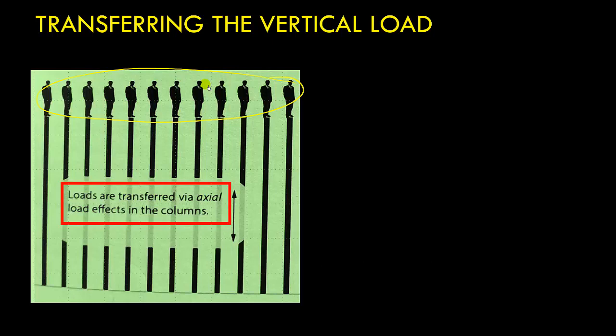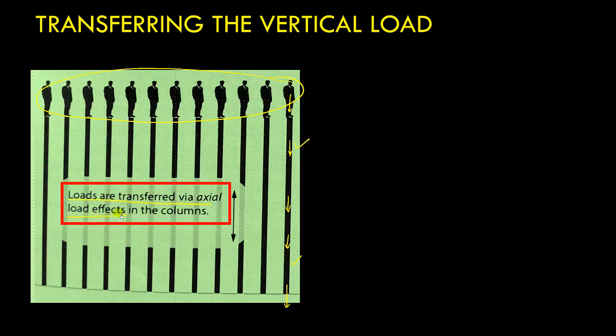So these are the persons and I have to transfer the weight of these persons. One possibility is for each person we can provide a column. So this is a column here. Now the weight of the person will get transferred to the ground through the column by compression. So in this case, the column is under compression, so there is an axial force that is acting. So in this case, I can say the load transfer mechanism is axial load. So loads are transferred via axial load effect in the column.